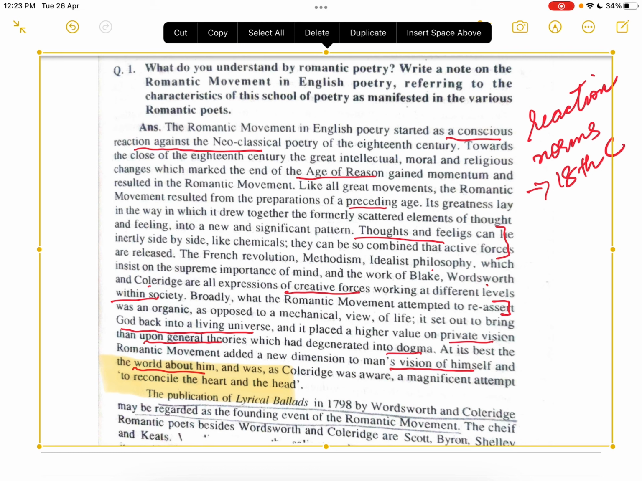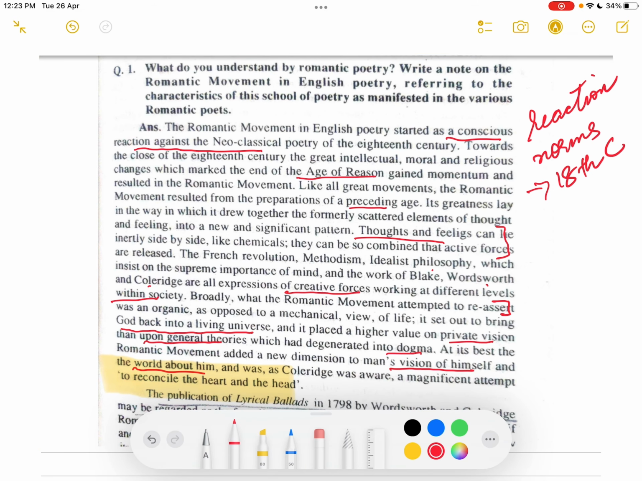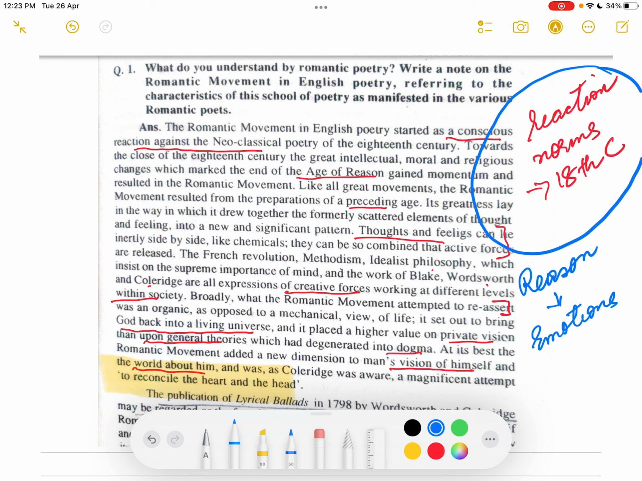So what we have to remember over here is how it was a reaction against the 18th century norms, rules, regulations that were set to be followed in the 18th century. And also remember that in the 18th century, reason was given more weightage than emotions and feelings. Okay, and the age of reason came to an end in the 18th century. Over here, it includes the early 18th and the pre 17th century also.